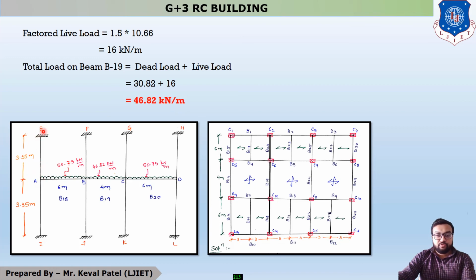The height of column is equal to the height of floor, which is 3.35. So this is 3.35, this is 3.35, this is 6, 4 and 6 meter, and all the junctions are considered as fixed support. Okay, so students, this is the end of our step number 1, which is the load calculation.